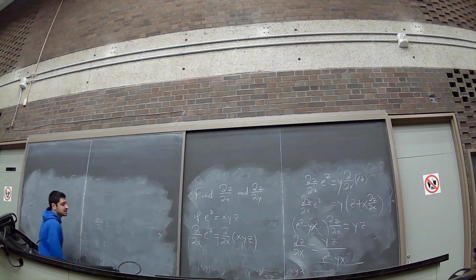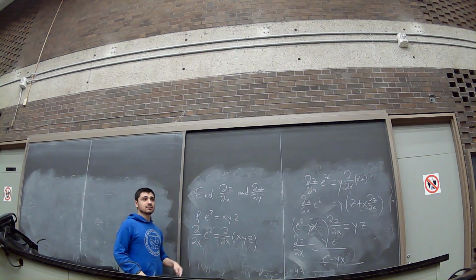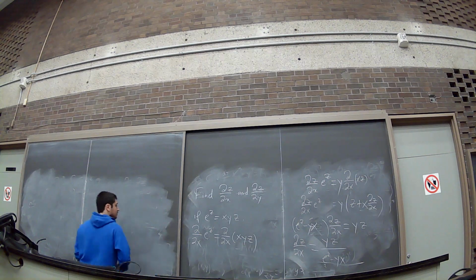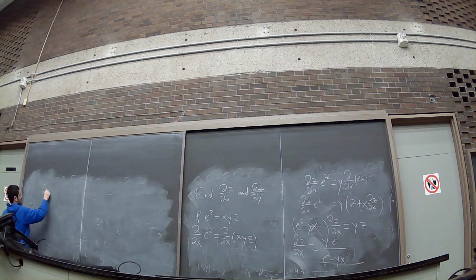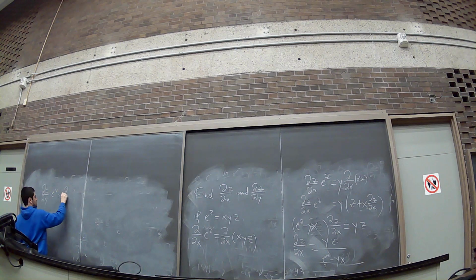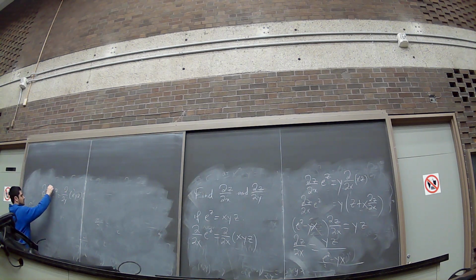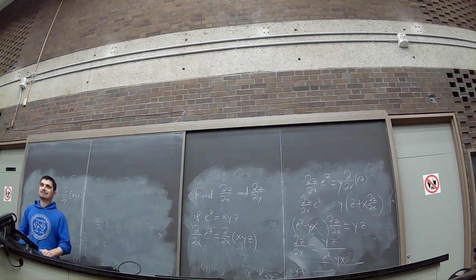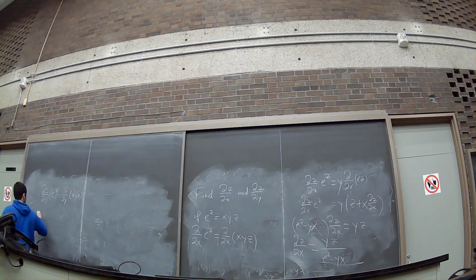Let's find del z del y. What is del z del y? How do I do this? I take this equation, and what do I differentiate with respect to y? Very good. So del del y e to the z is equal to what? Del del y x y z. Great. Who volunteers for the first part? Del z del y times e to the z, awesome.